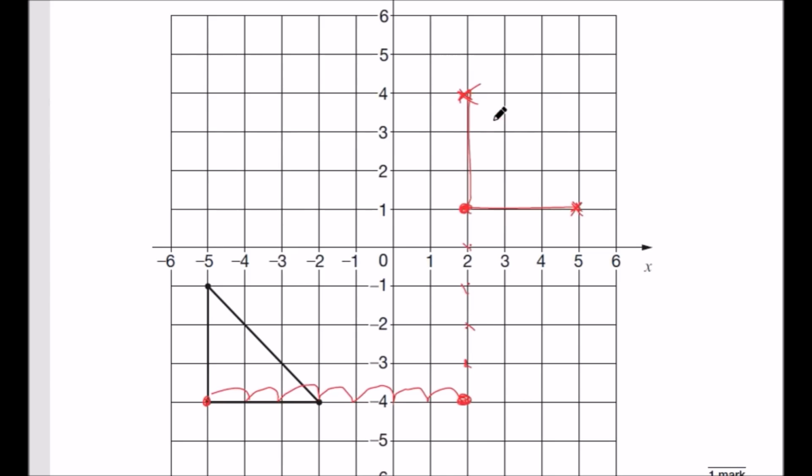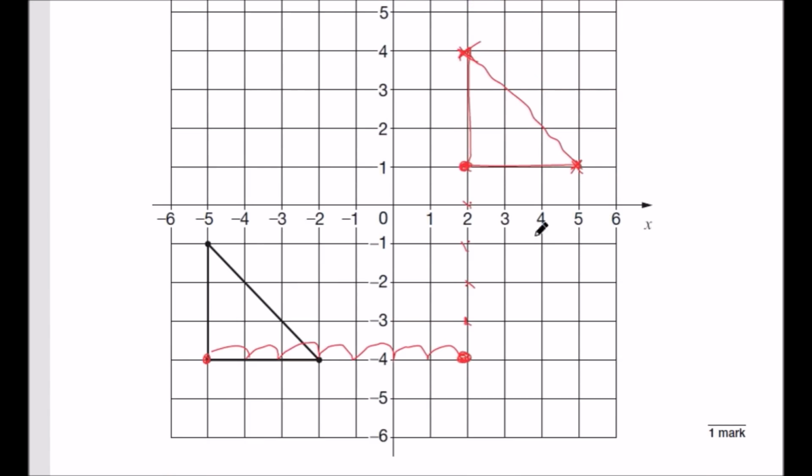Oh wow, that's awful. So guys, make sure you have a nice ruler and don't do like me. Yeah, here we go. So it should look something like that, but with a ruler, obviously. That's it. So let's move on.